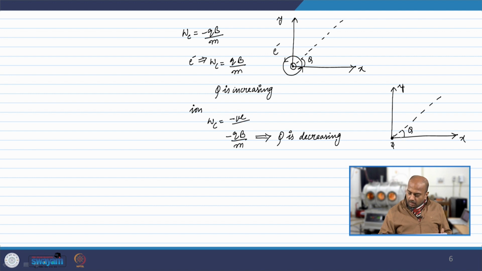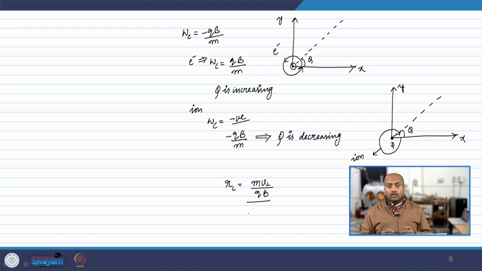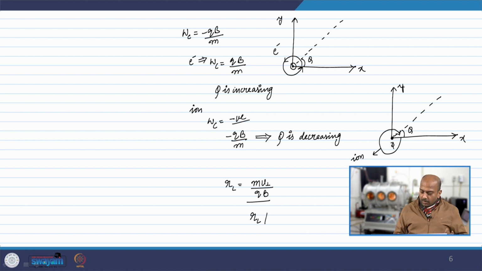So this will be like this. This is for the ion, right. So the rotation will have a characteristic radius which is m v perpendicular by qB. Now if you consider the two particles, an electron and a singly ionized atom, then you have the charge as constant. So the radius of gyration will be more when the mass of the particle is more.